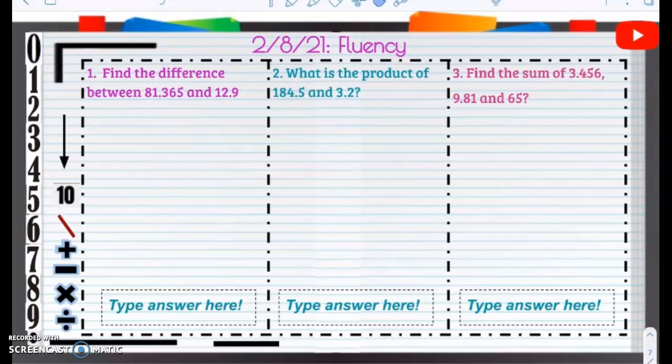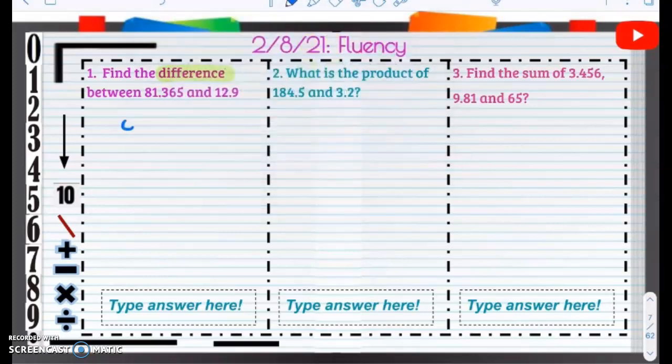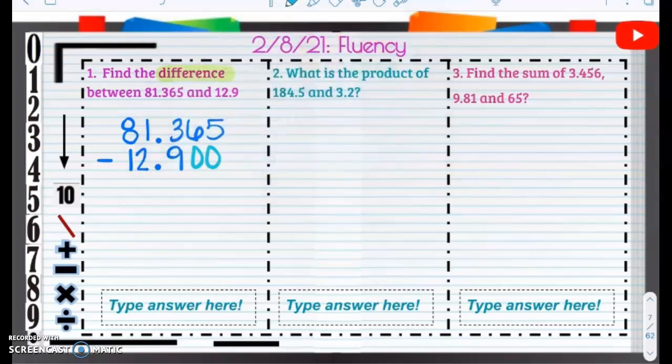All right, our fluency. Number 1, find the difference between 81 and 365 thousandths and 12 and 9 tenths. Difference means we are subtracting. So let's line up our decimals because we're subtracting. 81 and 365 minus, line up those decimals, 12 and 9 tenths. We can put placeholder zeros in there, and now we can subtract.